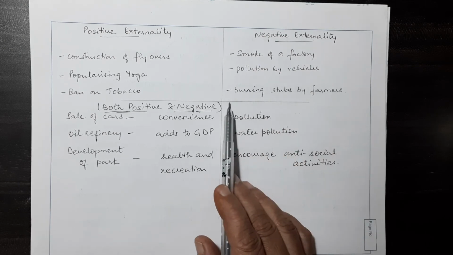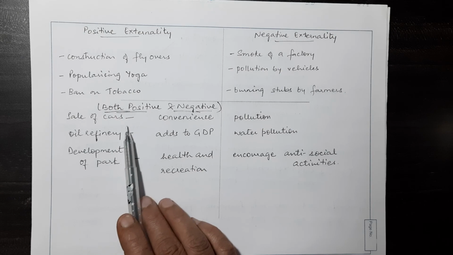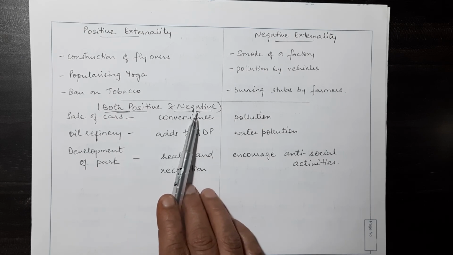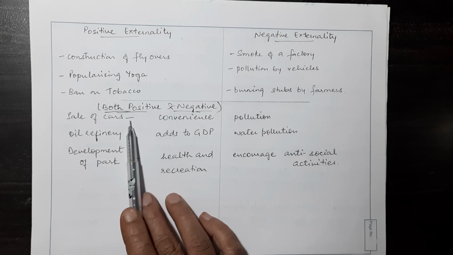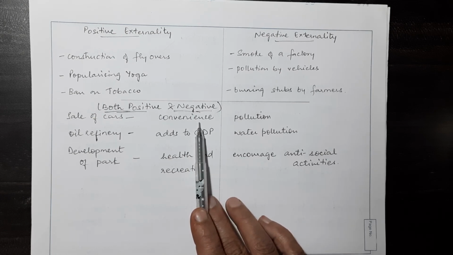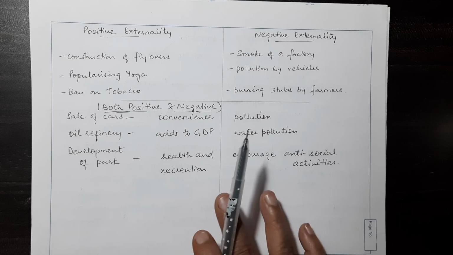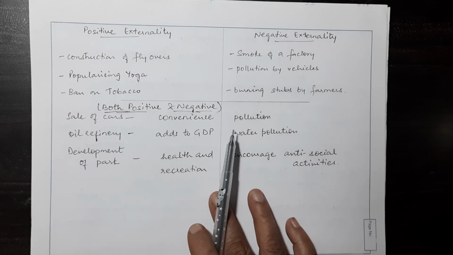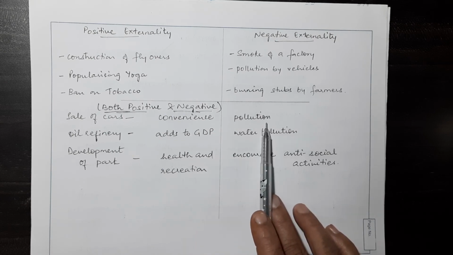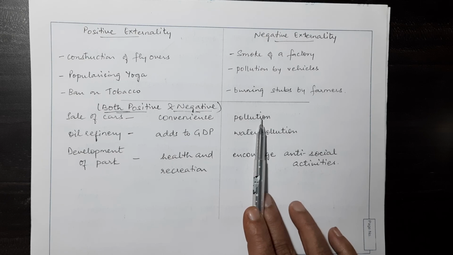Now, certain questions are asked which have both positive as well as negative externalities, like the sale of cars. What happens when the number of cars increases? It's a good convenience for the people, because it protects them from pollution, as they can travel in a closed space, and travel time will be less, and so on. But it causes pollution, which is a negative externality. So it has both positive as well as negative externalities.